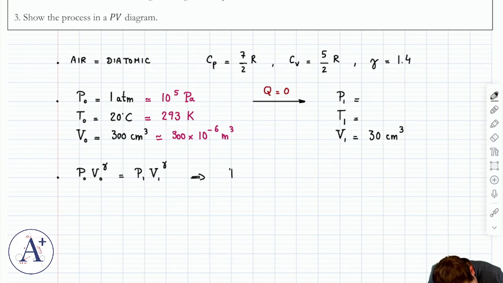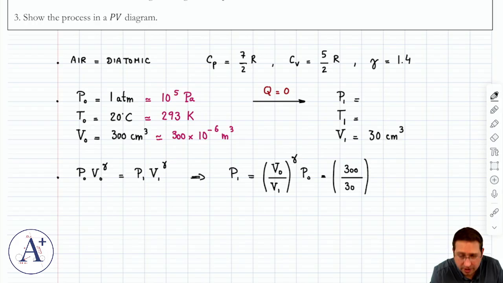Okay, so then P1 is equal to, well, really V0 over V1 to the power gamma times P0. Okay, now I actually have a ratio here of volumes, so it's going to be 300 over 30, and I could convert, but I'm going to get, what am I going to get? I'm going to get 10 to negative 6 up here, 10 to negative 6 down there. It's not going to matter if I have a ratio. So I don't bother converting to the power gamma, which is 1.4.